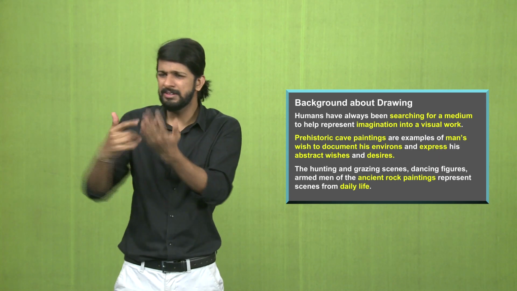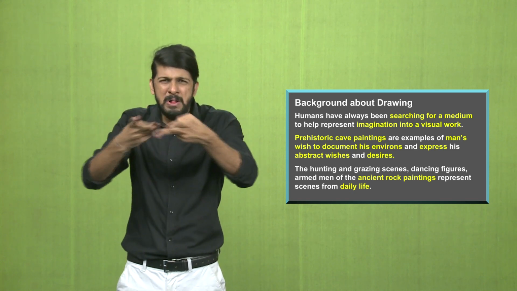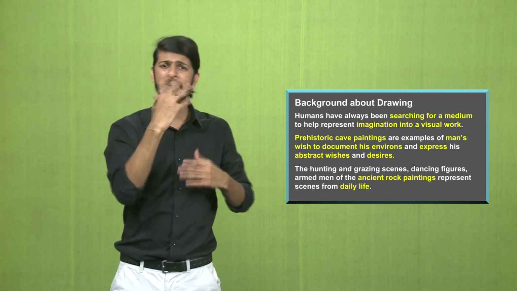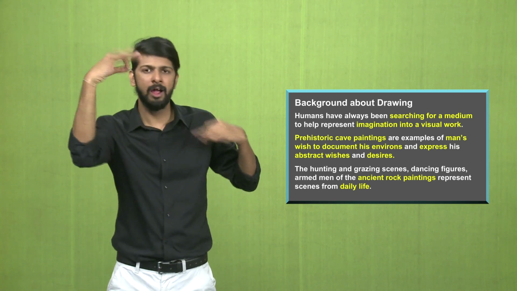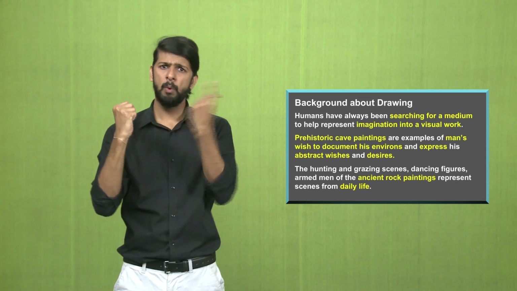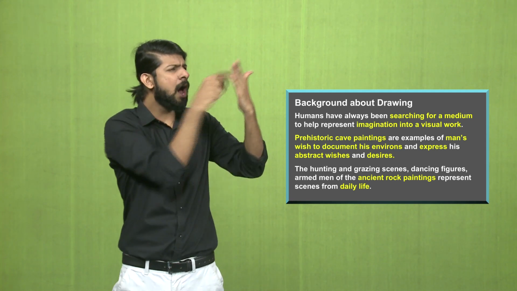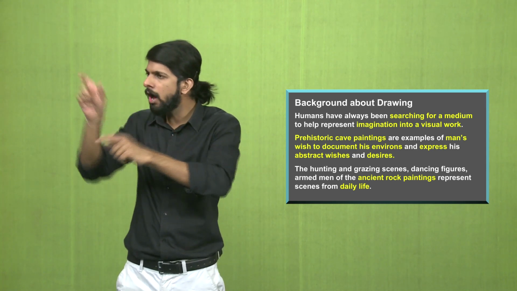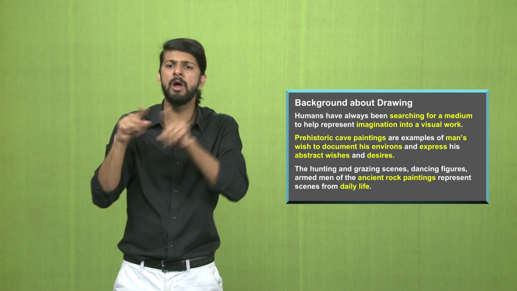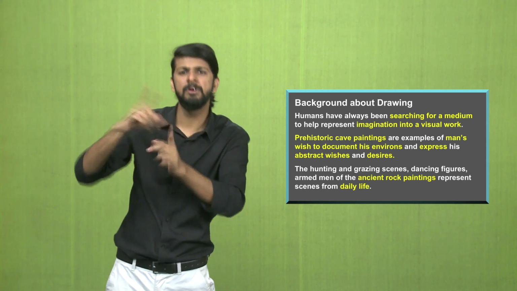These paintings would represent scenes from the daily life, for example, hunting, grazing scenes. Then there would be dancing figures. So, the prehistoric human beings perhaps had their own victory dances when they would kill a huge animal, and then the armed men holding various kinds of weapons. These kinds of scenes have been depicted in the ancient rock paintings. These were the documentation of their everyday life, their environment, and their wish to express these ideas, their imagination, into a visual work.